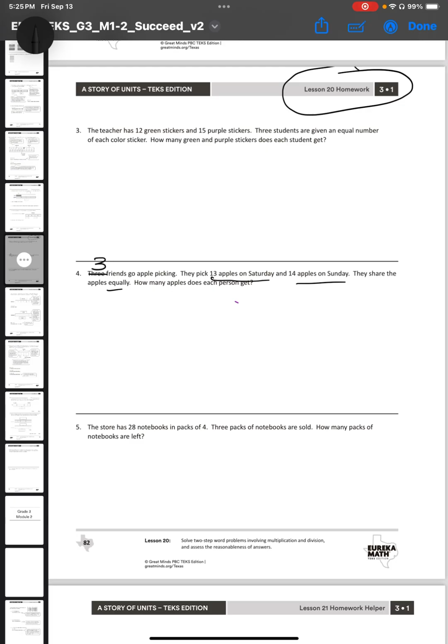Okay, again, we have to ask ourselves, what do we know for sure? And let's make a model of that. I know that on Saturday, 13 apples were picked. I know that on Sunday, 14 apples were picked. I know that these apples in their entirety are going to be shared between 3 friends.